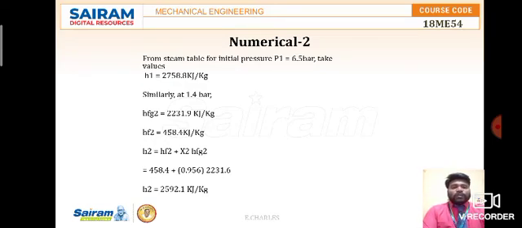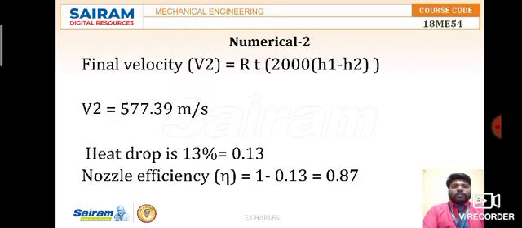Now we know the initial enthalpy and the final enthalpy, so next we need to find the final velocity. How to find the final velocity? Final velocity V2 is equal to, there is a formula, root of 2000 into H1 minus H2. If you substitute all these values, we get 577.39 meters per second.